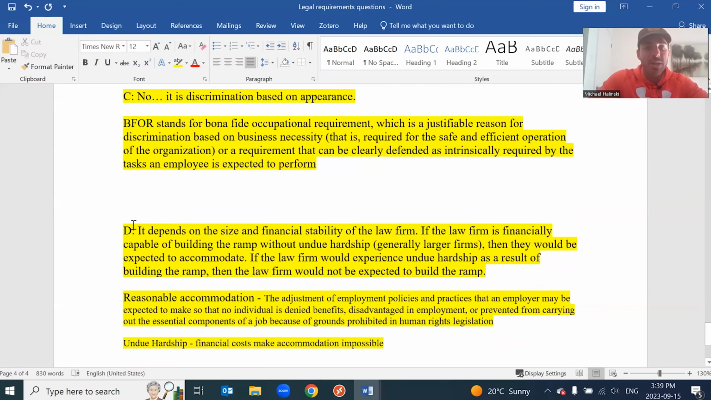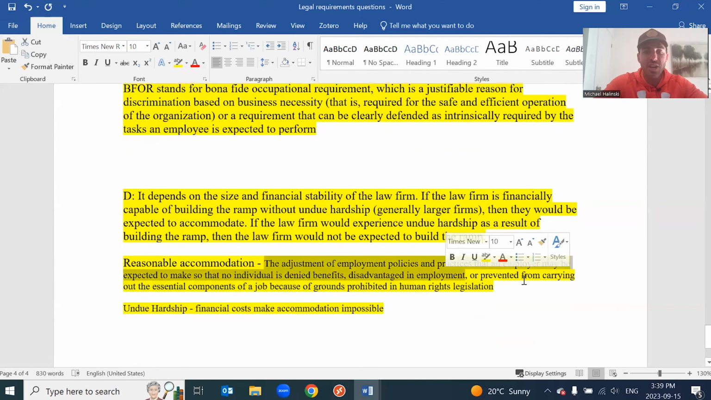Let me explain. Reasonable accommodation is the adjustment of employment policies and practices that an employer may be expected to make so that no individual is denied benefits, disadvantaged in employment, or prevented from carrying out essential components of a job because of prohibited grounds in the human rights legislation. In other words, if somebody needs wheelchair access, or the ability to work from home because they're not able to enter the building because of their physical impairments, that could be deemed reasonable accommodation.